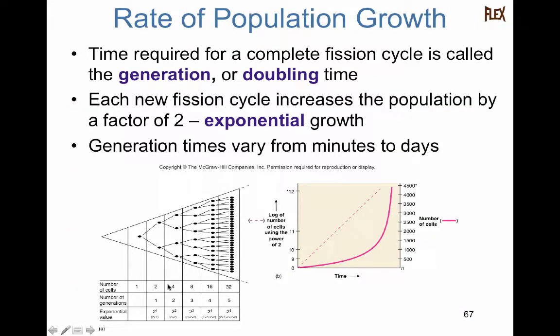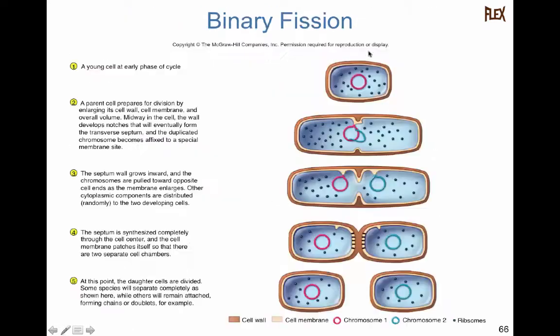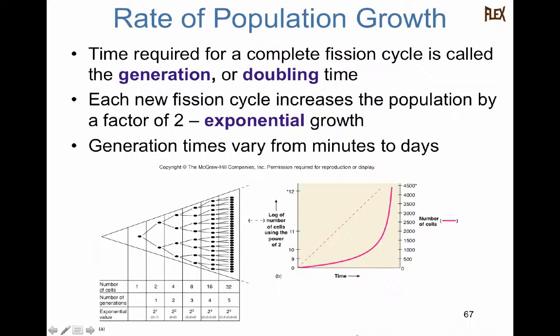Now, how do we measure how bacteria grow? Specifically, the time required for a complete fission cycle, just this one cycle, is called the generation or doubling time. Each new fission cycle increases the population by a factor of 2. And for bacteria, generation times vary from minutes to days.